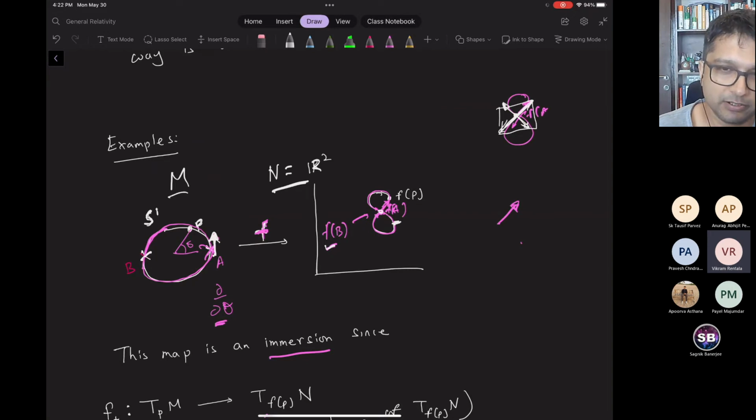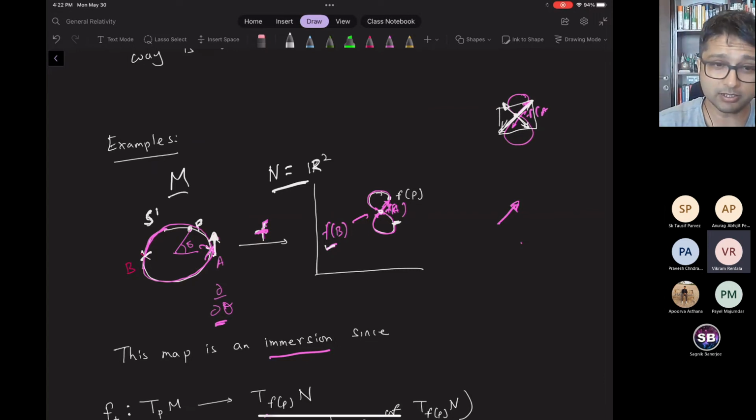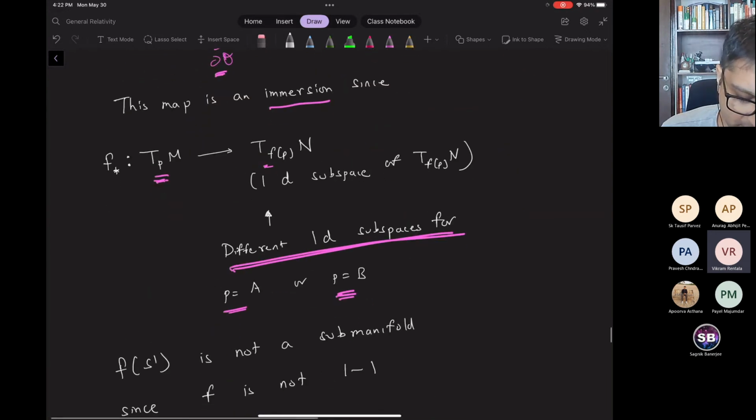Okay, so we're picking out different 1D subspaces, but locally this mapping is 1-to-1. That means at A there's a 1-to-1 map between tangent vectors here and this subspace, and at B there's a 1-to-1 map between these vectors and this tangent space. Okay, so this map is an immersion.